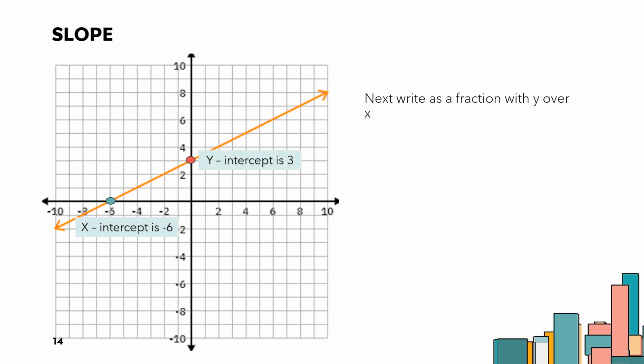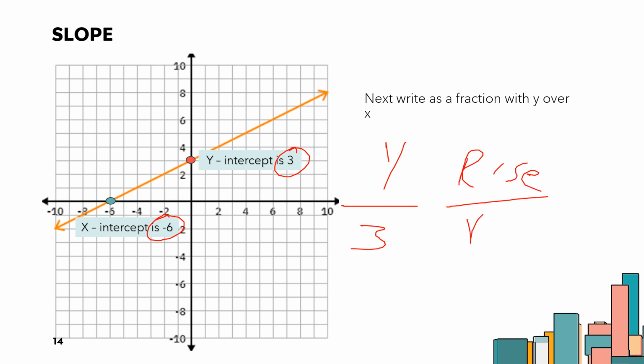So now that we've got our x-intercept, which is -6, and our y-intercept is 3, we're going to write it as a fraction, and the fraction is going to be y over x. So this is, remember, rise over run. Always remember, because you're rising, the y is on top of your fraction, and run is horizontal. I don't know if that helps you, but it helps me.